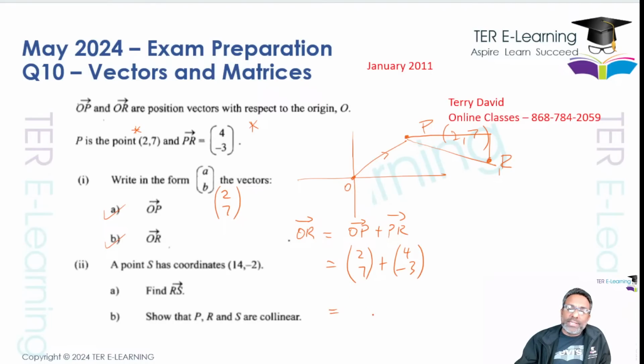So therefore, this is going to be 6. 4 and 2 is 6. 7 minus 3 is going to give me 4. So this here represents my vector OR. That's vector OR. I hope that's making sense for you guys. Hope so.